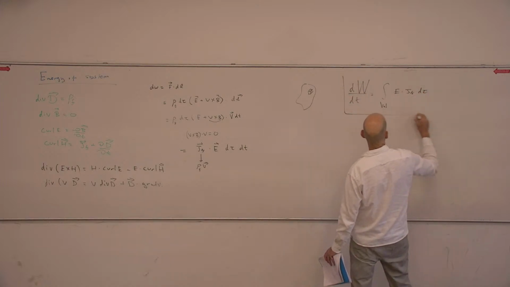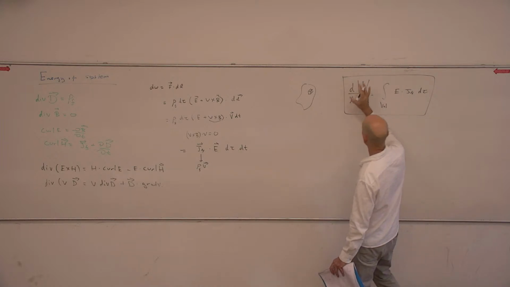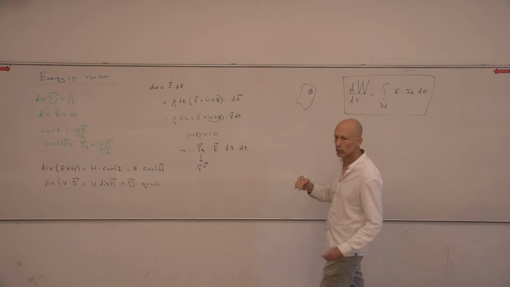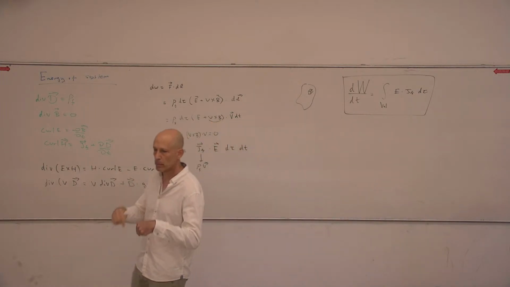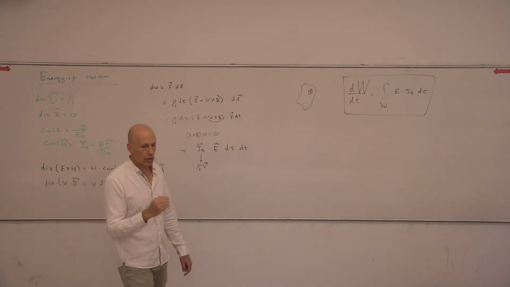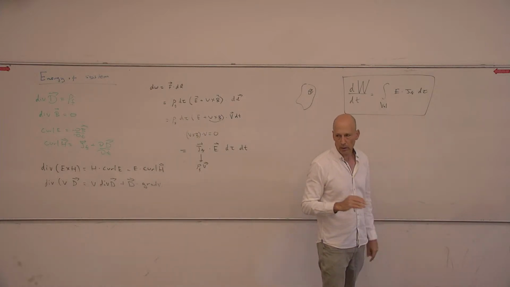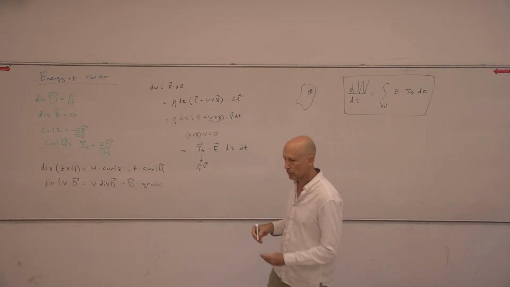This is Joule's law for the total work. What is this work? This is only the energy lost to dissipation, to Joule heating, because it's related to J and to E. It's not related now to the directing fields.